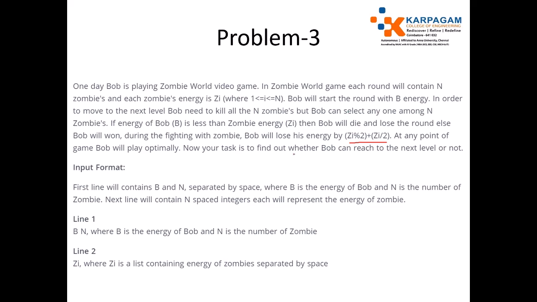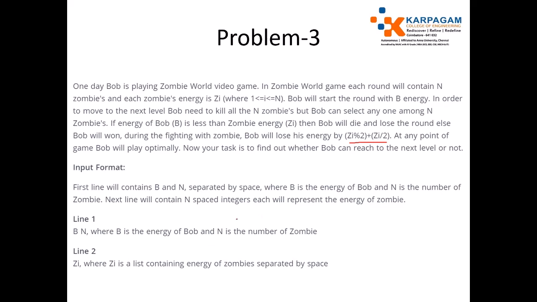The energy value is given by the user, and for every fight you have to calculate how much energy is lost to the zombie. You need to find whether Bob can reach the next level or not. For the input format, the first line will contain B and N separated by a space. B means the starting energy level, and N means the size of an array which holds the energy at the ith position.